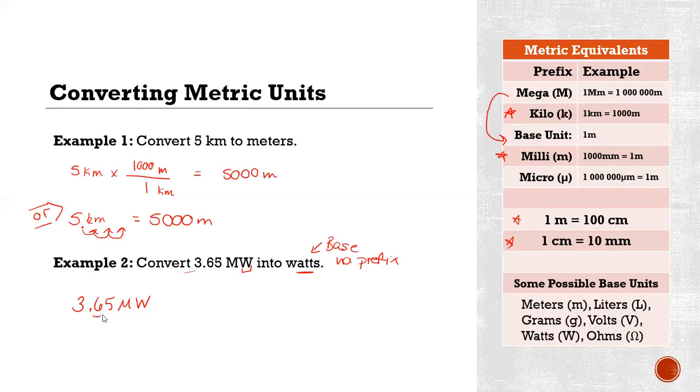So the first 1,000 is going to move our decimal 3 places. 1, 2, 3. The second 1,000, 1, 2, 3 more. So this is equal to 3, 6, 5, and then we'll put zeros in the rest of the space. So 3,650,000 watts. Okay. You could have also written that out just by following through with writing out a unity fraction.